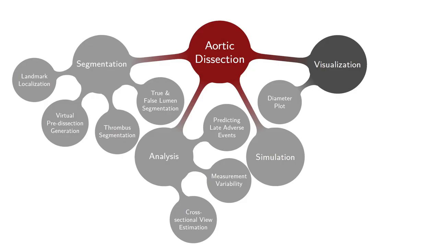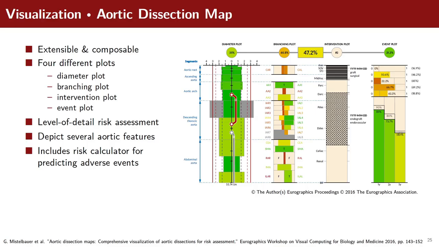Following the diameter plot, we developed aortic dissection maps. It is an extensible visualization that is composed of 4 plots: the diameter plot, the branching plot, the intervention plot, and the event plot. Aortic dissection maps enable risk assessment and different levels of detail. They depict multiple aortic features and include a risk calculator.